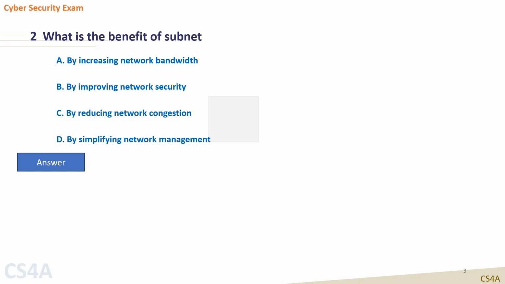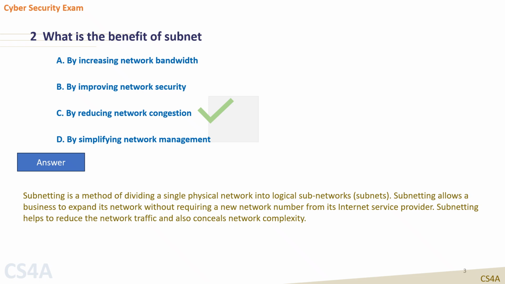By reducing network congestion, this might be the correct answer, because since we have reduced a larger network into smaller logical networks, now the communication only happens within the subnet until a packet is intended for another subnet. So by that it reduces the network congestion. So option C is the correct one. Option D, by simplifying network management, it won't simplify network management. In fact, it complicates the network management. So option C is the correct one.